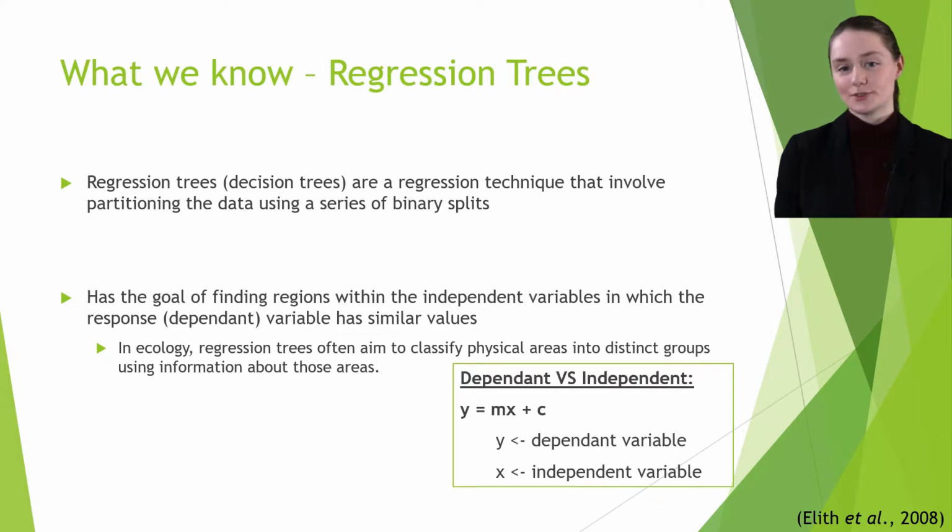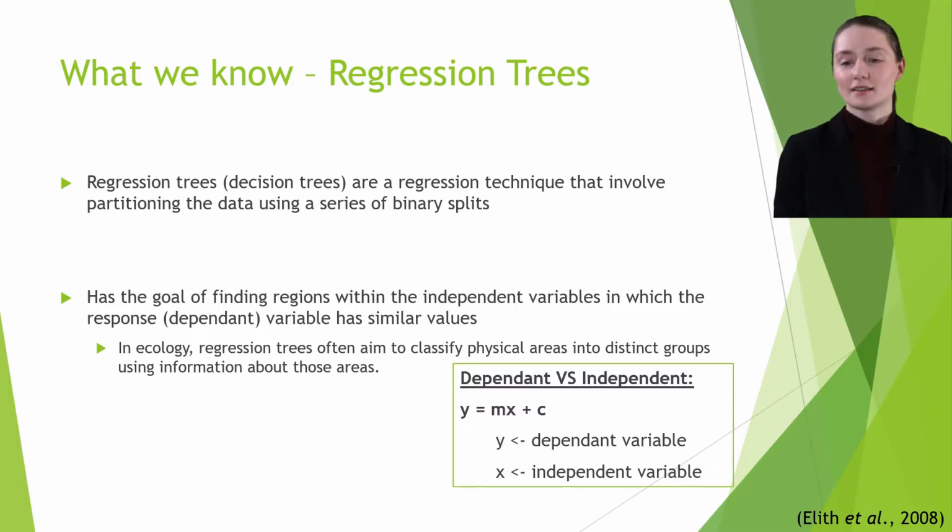So regression trees are also known as decision trees. They're a regression technique that involves partitioning the data in a series of binary splits. So it has the goal of finding regions within the independent variables in which the response or dependent variable has similar values. So in ecology, regression trees often aim to classify physical areas into distinct groups using information about those areas. So dependent variable is just the variable that depends on the independent variable, such as in your linear equation y equals mx plus c, x is the independent and y is the dependent because it depends on x.